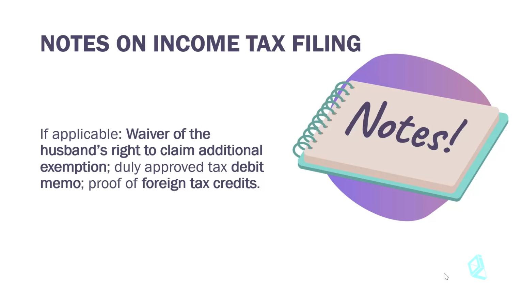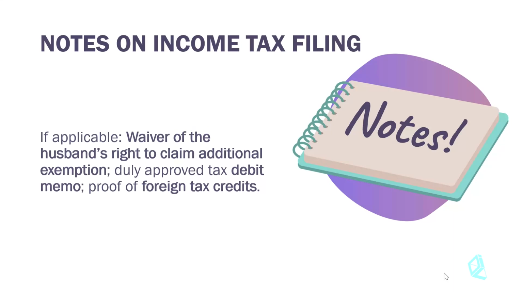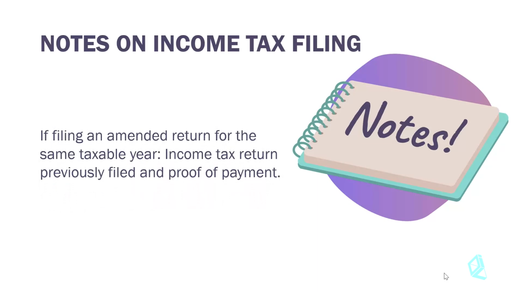But now it's no longer applicable since there are no personal or additional exemptions under the TRAIN law. So if you also have tax debits during the year, if you're claiming tax deductions or credits, you have to present or attach the proof of these tax debits and tax credits. Also, if you're filing an amended return for the same taxable year, you have to attach the income tax return previously filed and, of course, the proof of payment.